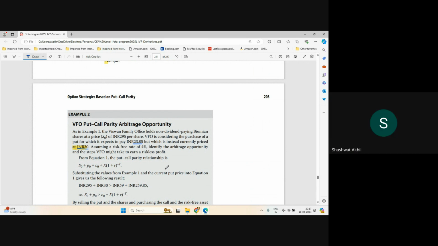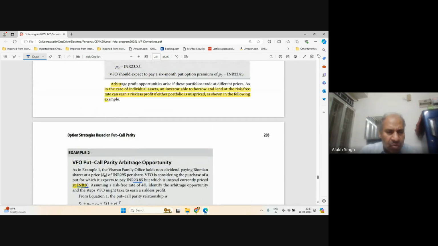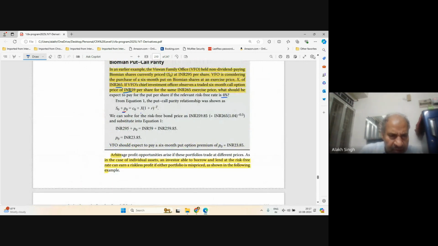Assuming a risk-free rate of 4%, identify the arbitrage opportunity and the steps VFO might take to earn a riskless profit. Okay, very good. So what will you do? Here we have this equation for parity, and instead of 23.85, this one is 30. It means there is an arbitrage opportunity of 6 rupees 15 cents.